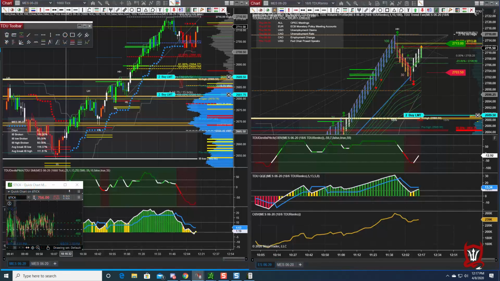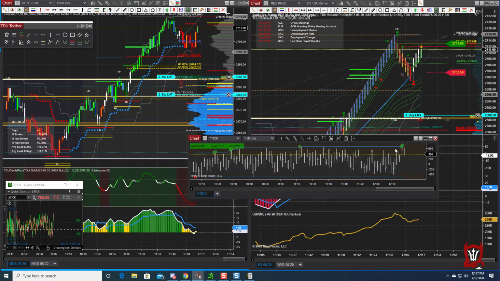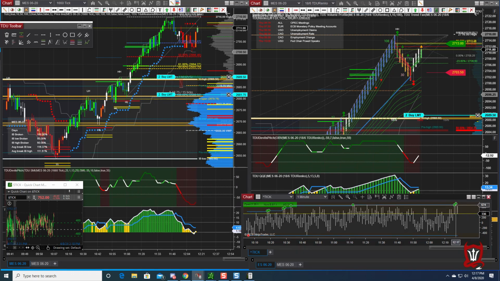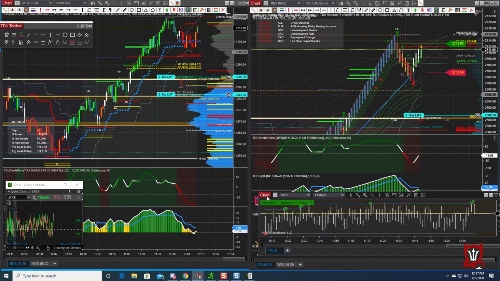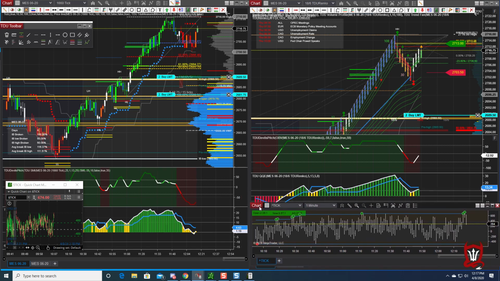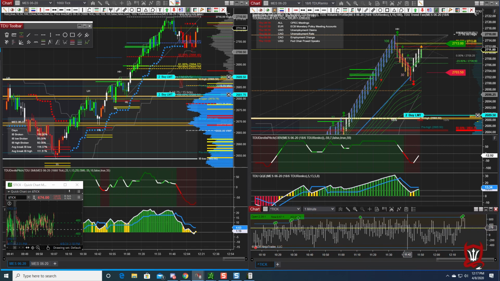Oh, there it is. Let's see what we get here. So that's telling me tick extreme. Is that telling me high tick of the day? Well, the green dot saying I've got a high of the day or just a tick extreme? I think it may be just a tick extreme. Let's put that down there.